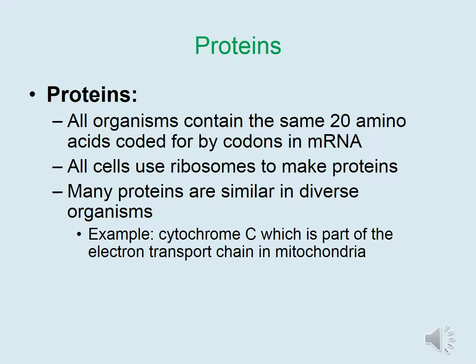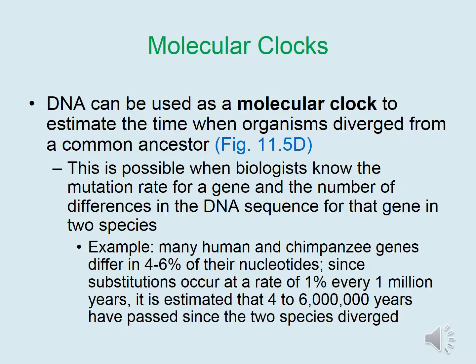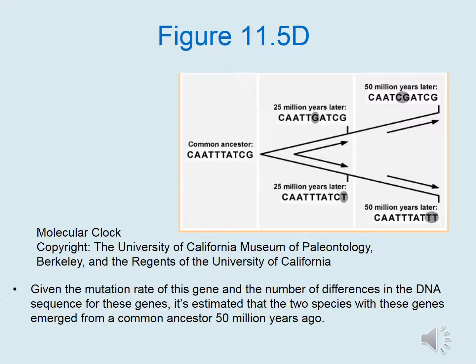DNA can be used as a molecular clock to estimate the time when organisms diverged from a common ancestor. This is possible when biologists know the mutation rate for a gene and the number of differences in the DNA sequence for that gene in two species. For example, many human and chimpanzee genes differ in 4 to 6% of their nucleotides. Since substitutions occur at a rate of 1% every million years, it's estimated that 4 to 6 million years have passed since the two species diverged. Given the mutation rate of this gene and the number of differences in the DNA sequence for these genes, it's estimated that the two species containing these genes emerged from a common ancestor 50 million years ago.